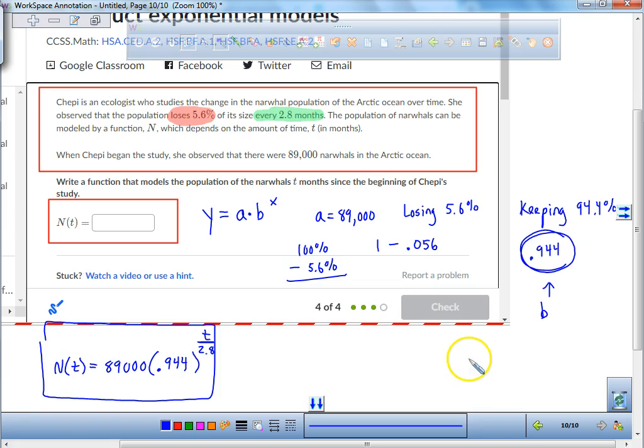Okay? So I wanted you to write all the words down so you understand how to take, if you lose something, you got to take it away from what? You got to take it away from 100% to see what percentage you still are able to keep. So what does this number represent? That represents the A value. What does this number represent? The B value. And then we had to do t over 2.8 for that every 2.8 months.